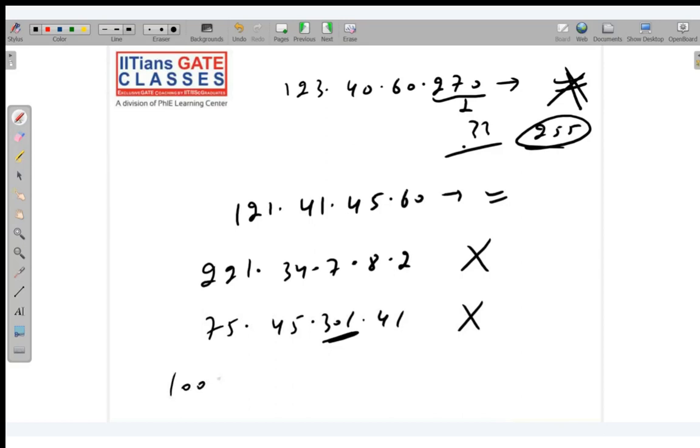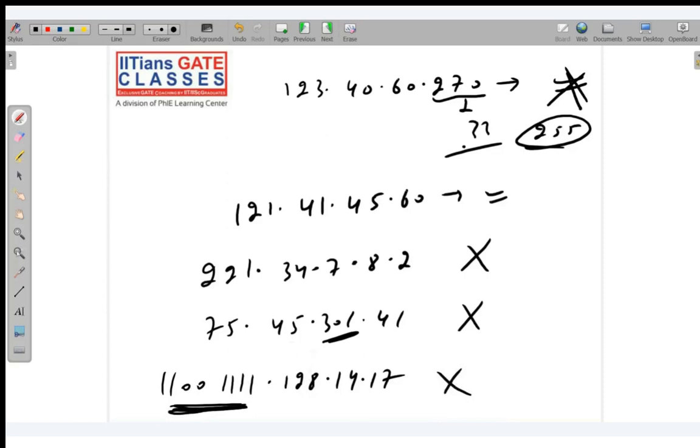Next, 100.1100 4 times 1.128.14.70. No. Why this mix-up? Binary and decimal together are not allowed. Okay, I think you have got the point.